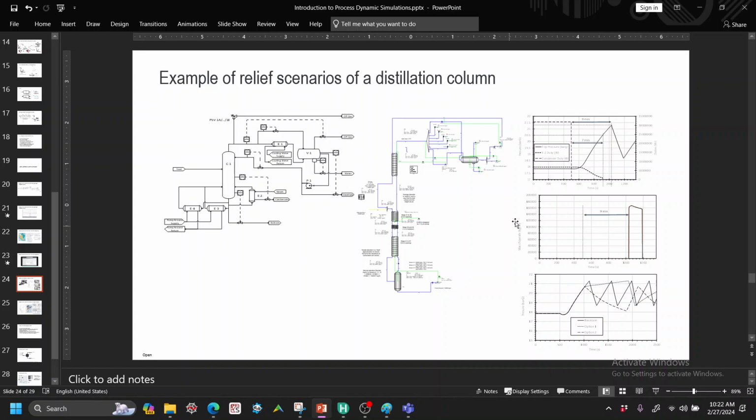So if you can see here, this is the condenser. If it fails, the duty drops to zero at this 500 second. You can see the solid line is the pressure in the column. This column is huge, so it will take some time to start filling up. And then the pressure goes up, because if the condenser fails, that means your gases over here will not be condensed.